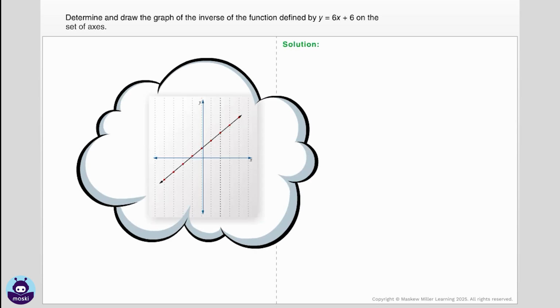The linear function and its inverse. Determine and draw the graph of the inverse of the function defined by y equals 6x plus 6 on the set of axes. Solution. Recall the vertical line test that we performed on the linear functions.